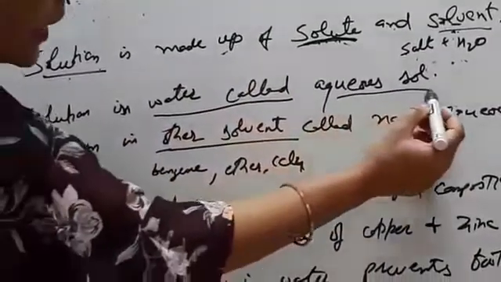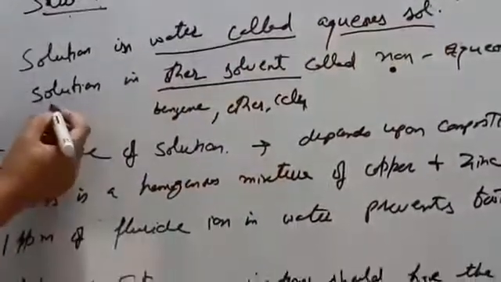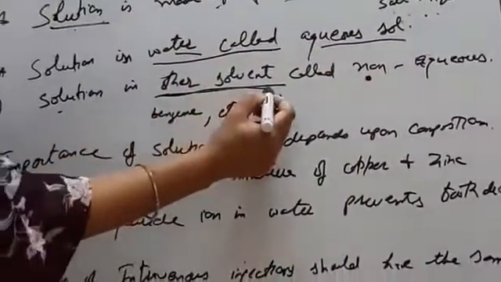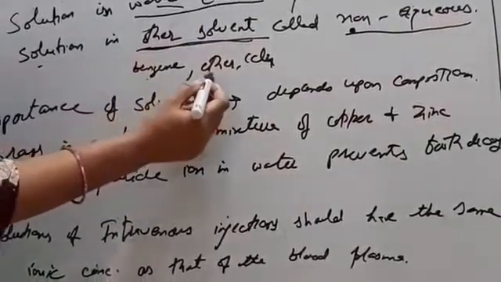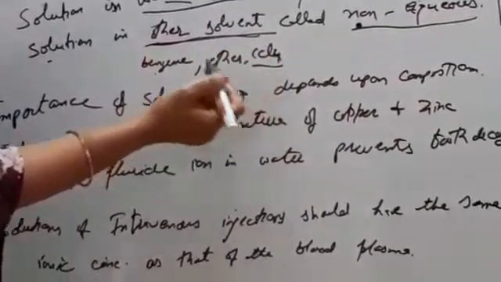Now if a solution is formed with water as a solvent, that type of solution is known as an aqueous solution. If in a solution water is not the solvent but any other solvent is used, it is known as a non-aqueous solution. Other solvents may be benzene, ether or carbon tetrachloride.